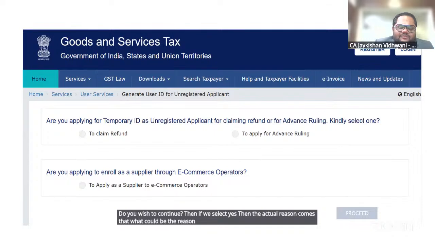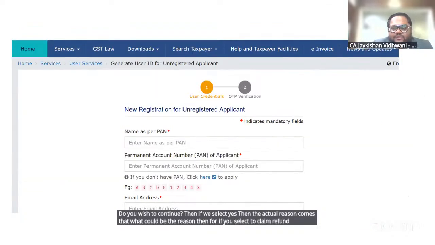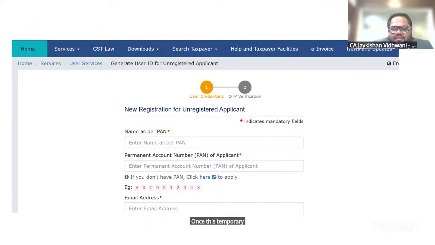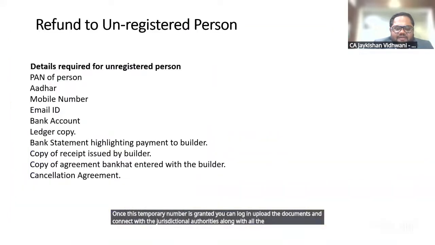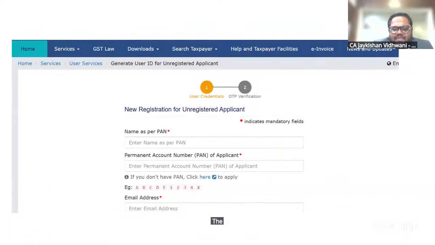If we select to claim a refund, then based only on the PAN, email and bank details, we can get the temporary number. Once this temporary number is granted, you can log in, upload the documents and connect with the jurisdictional authorities along with all the documents as listed here, wherein we need to establish that the contract has been cancelled, and based on that, the refund can be claimed.